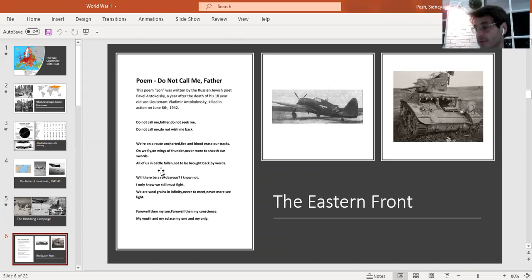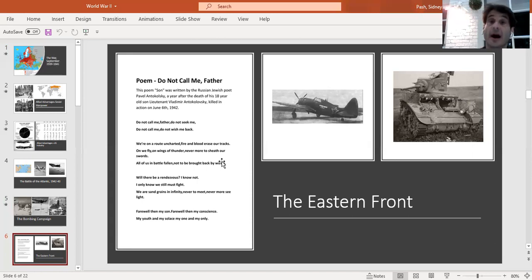This is an excerpt from another one. It's not the whole poem, but it's written by a man to a son who dies. And just the last two lines: farewell then my son, farewell then my conscience, my youth and my solace, my one and my only. The Soviet Union does get 400,000 trucks, 11,000 planes, 7,000 tanks from the Americans. But the Soviet Union probably loses 25 to 26 million people. We supply them a lot of hardware, and they supply the people.